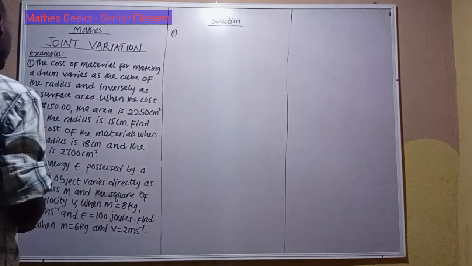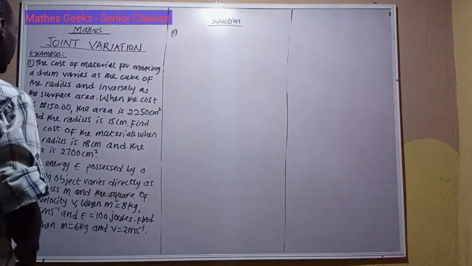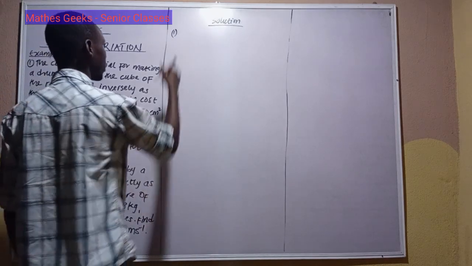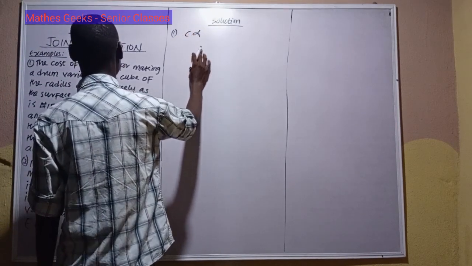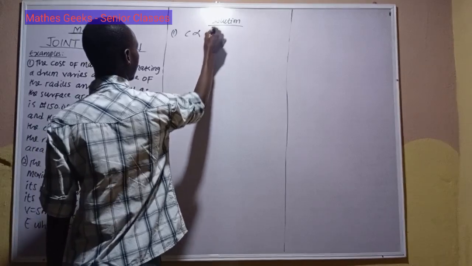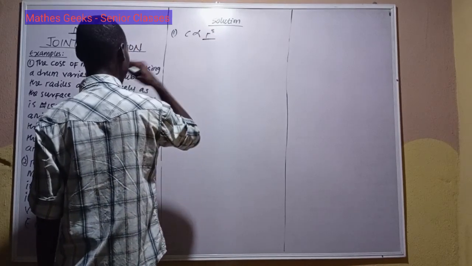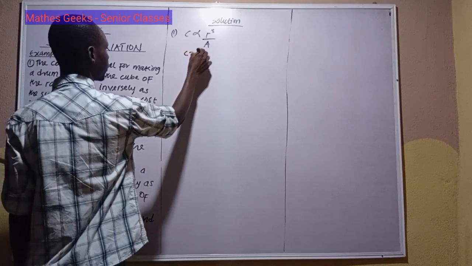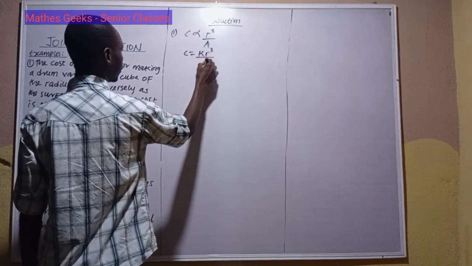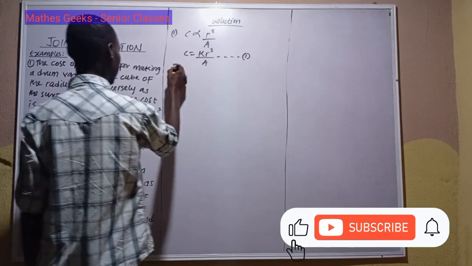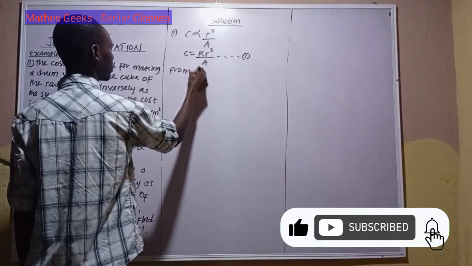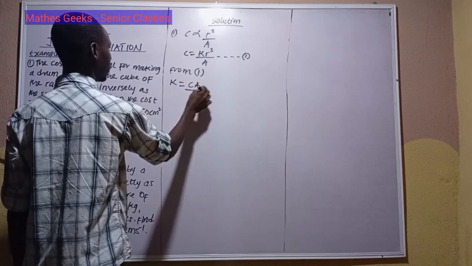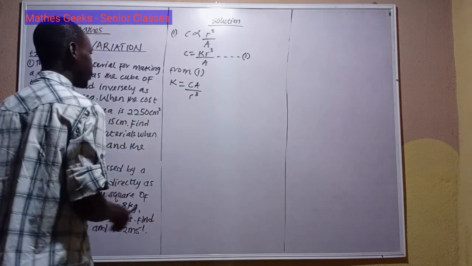The cost of material for making a drum varies as the cube of the radius and inversely as the surface area. So let's say the cost C varies as the cube of the radius r to the power 2 and inversely as the surface area A. So C is equal to Q r squared over A. Equation 1. From 1, Q is equal to C A over r to the power 2.